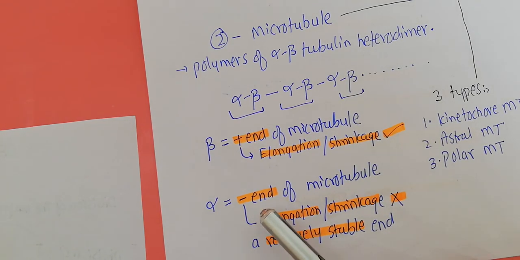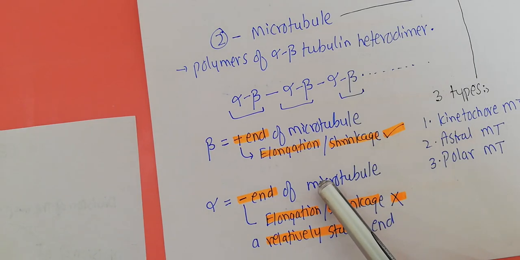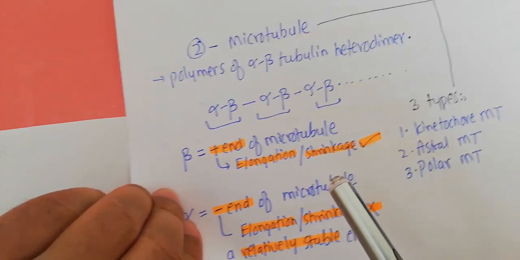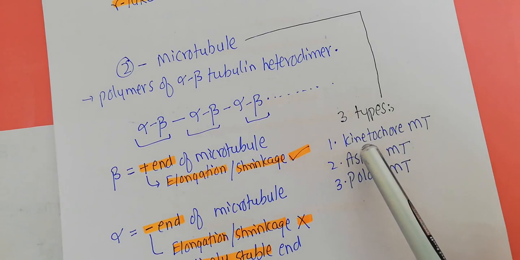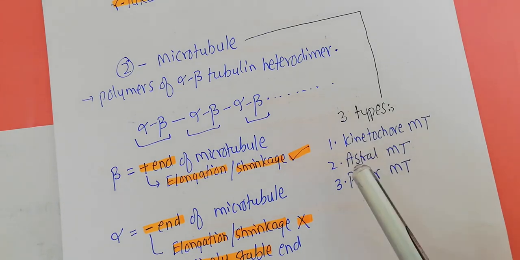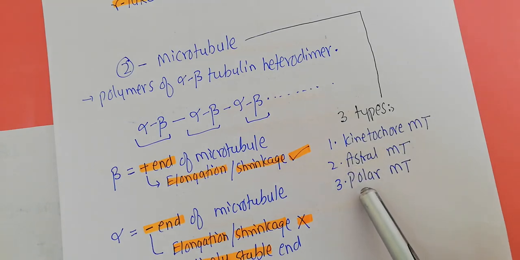Then the alpha tubulin is referred to as the minus end of the microtubule. That means there will be no elongation and no shrinkage on this end, and it is a relatively stable end of the microtubule, providing stability to the long polymers. These microtubules are broadly of three types: the kinetochore microtubule, the astral microtubule, and the polar microtubule. We will discuss their functions in detail in their respective places.